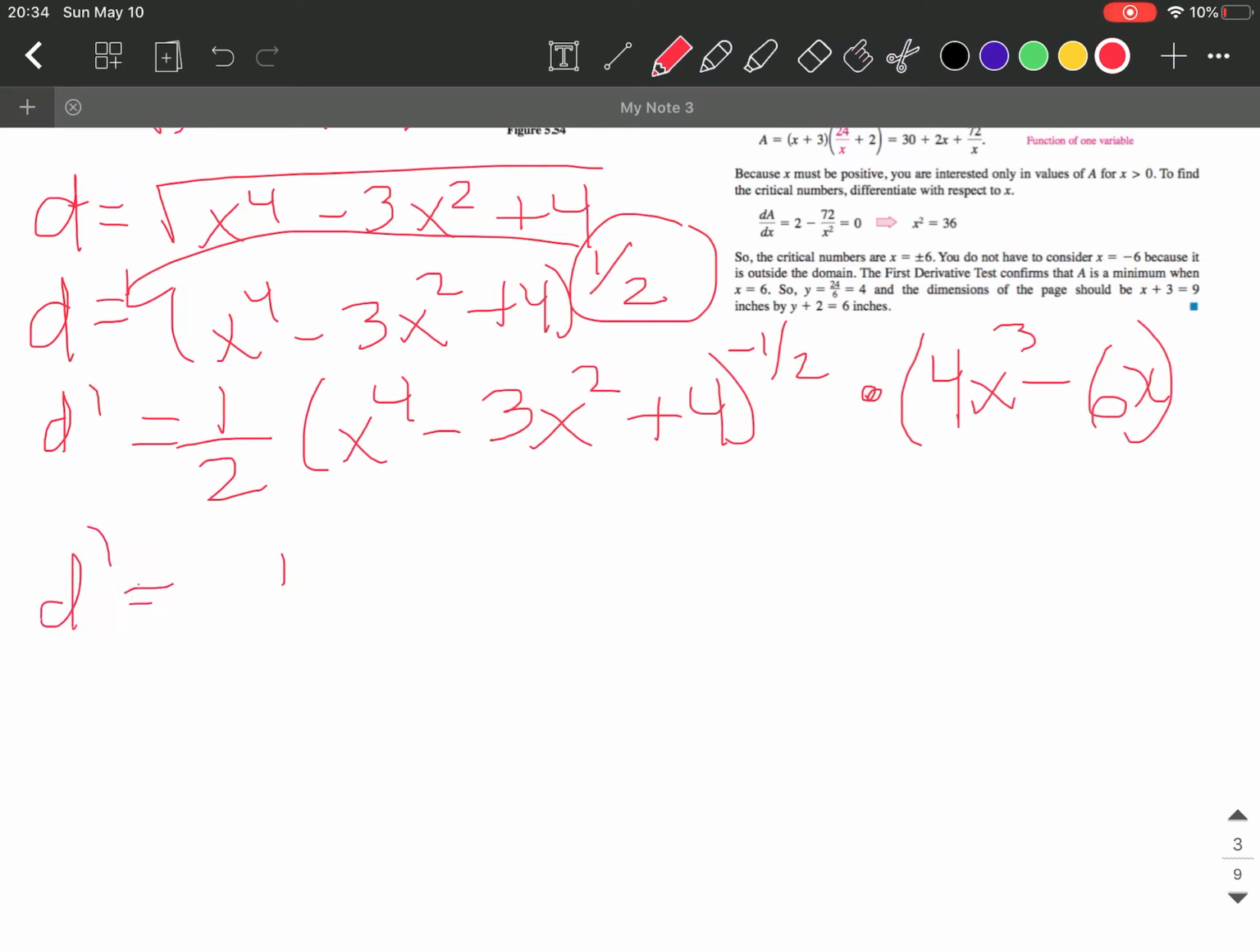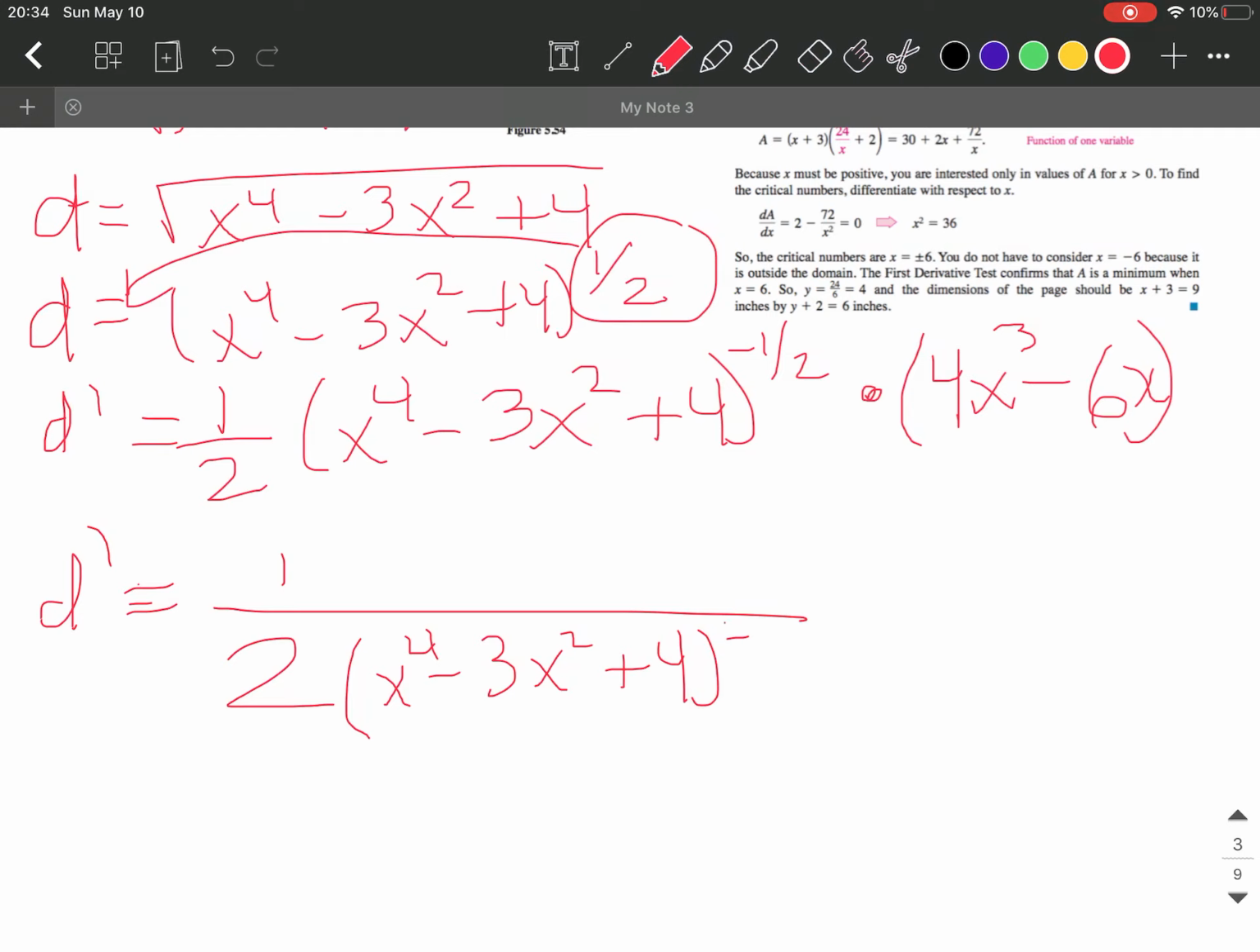So I'm going to put the 1/2 like this. The negative exponent in that parentheses means it goes in the denominator, so that's x^4 minus 3x squared plus 4, to the 1/2. Positive 1/2 because I sent it to the bottom, and then the other parenthesis stays on the top.